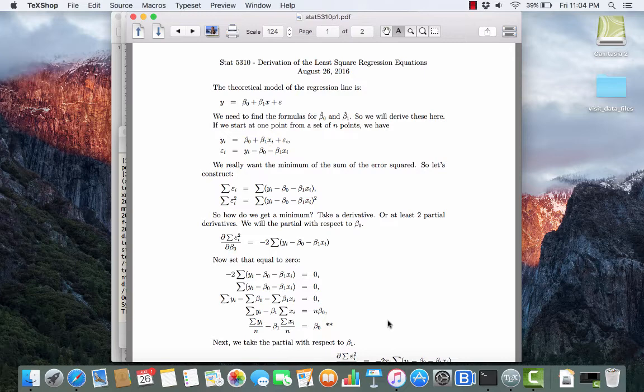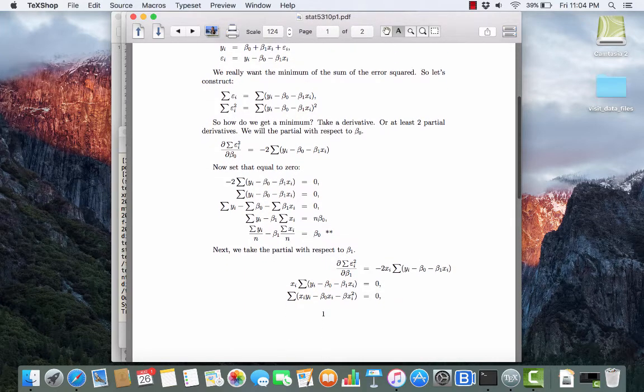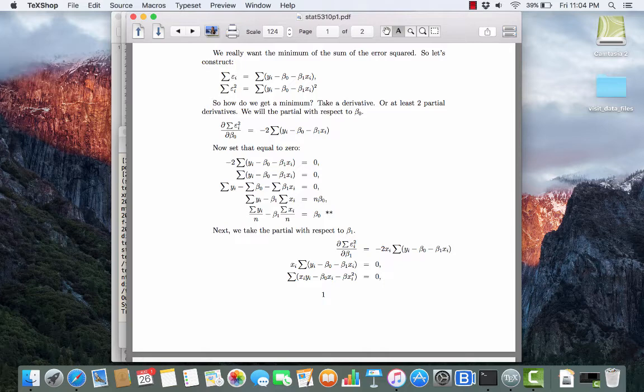You okay with that so far? Ready to go on? Let's give it a shot. This is going faster than I thought. Okay, so I need to take the derivative with respect to beta 1.